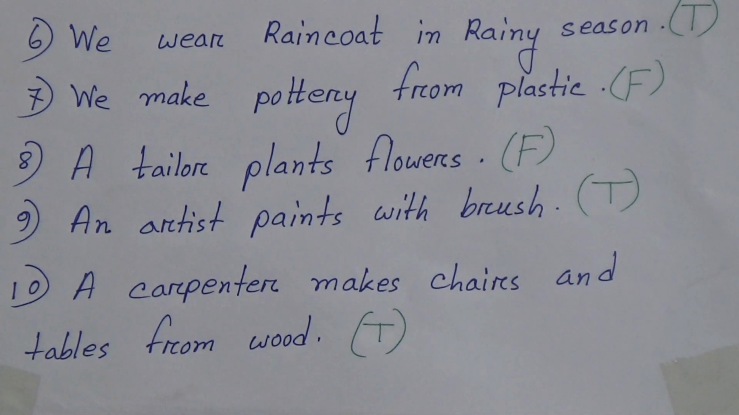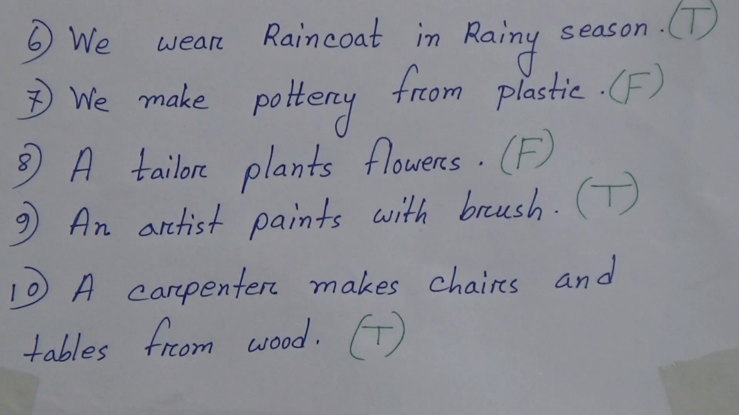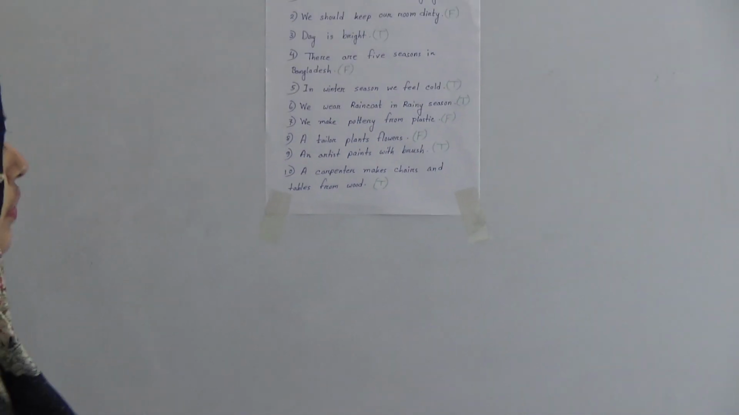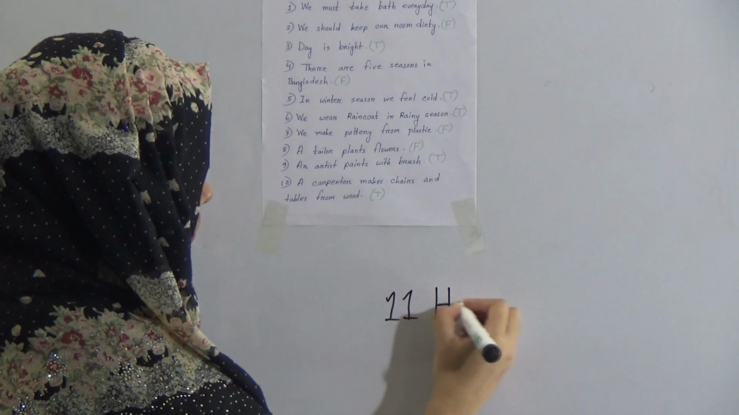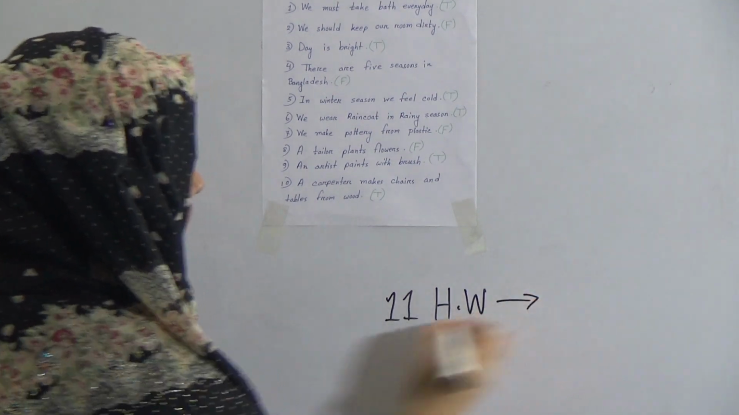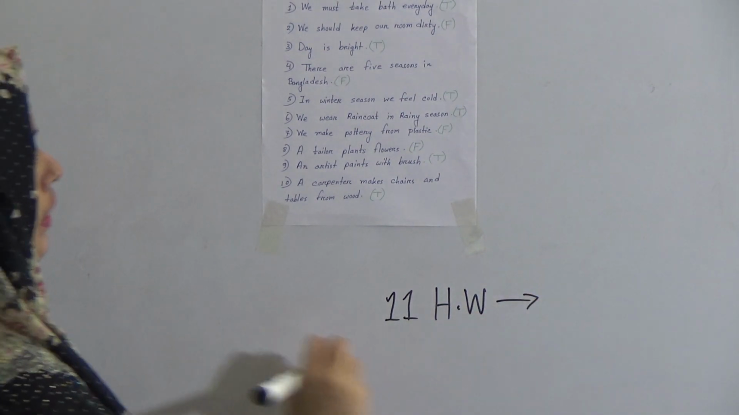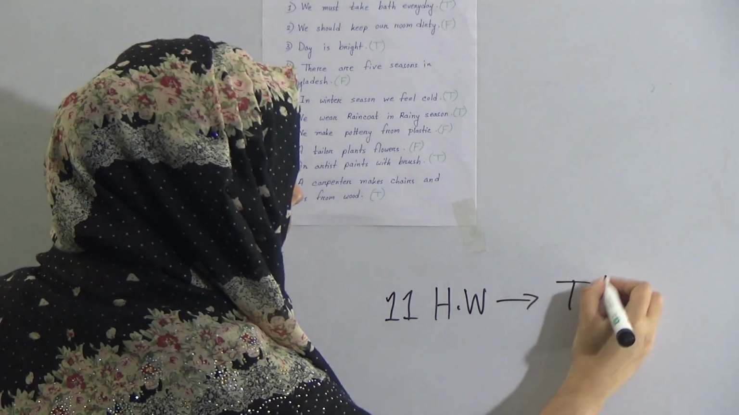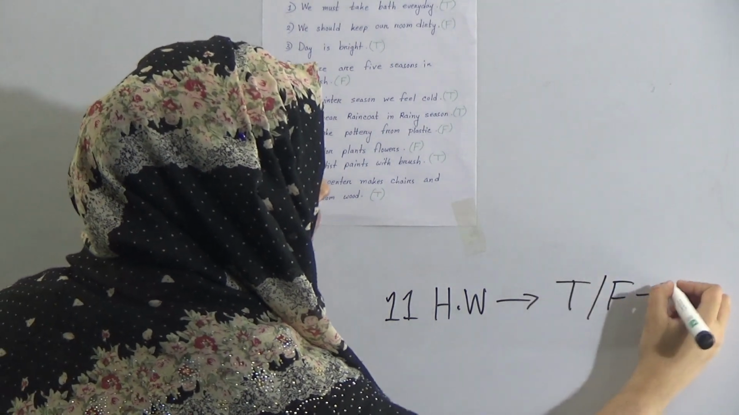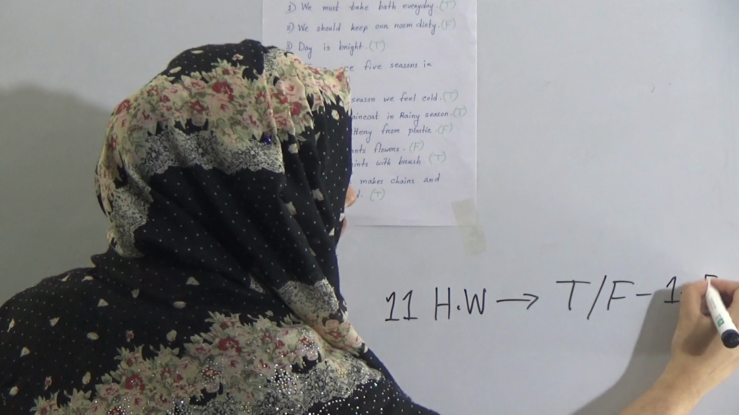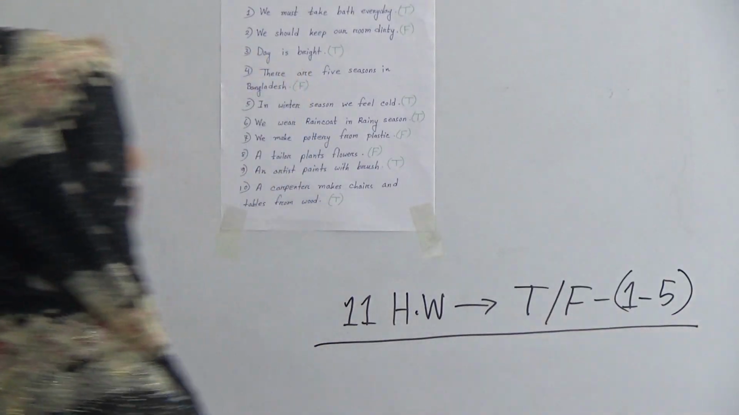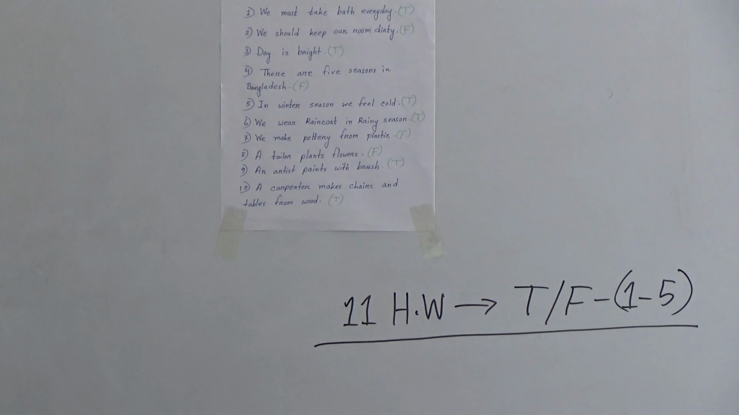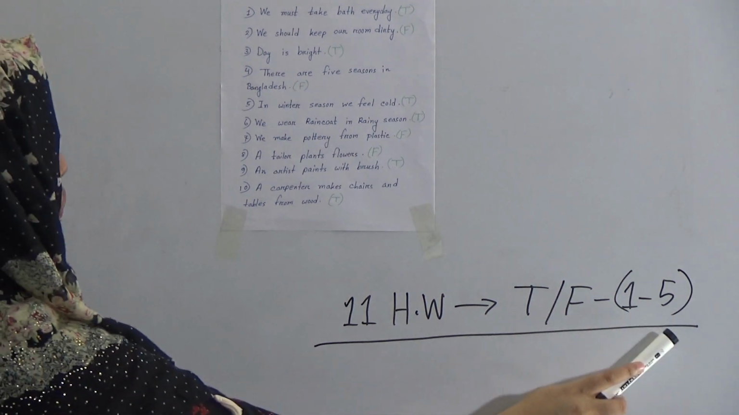Now students, this is our HW time. Our today's HW is 11 number HW, and your HW will be true false from 1 to 5. Here is total 5 true false, and your HW will be 1 to 5.